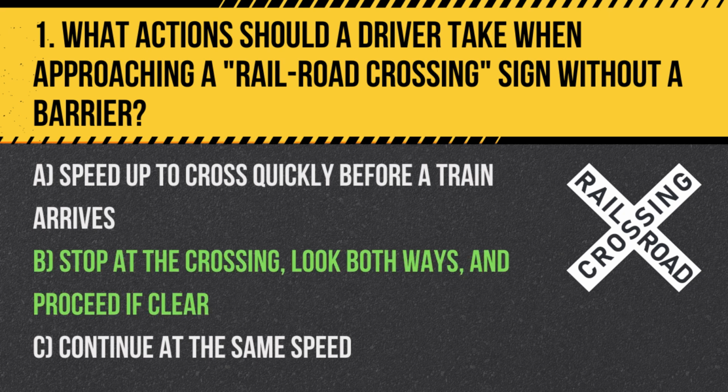Answer: B. Stop at the crossing, look both ways, and proceed if clear. Without barriers, it is crucial to stop and ensure no trains are approaching before crossing.